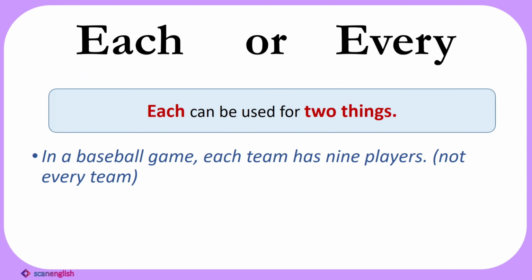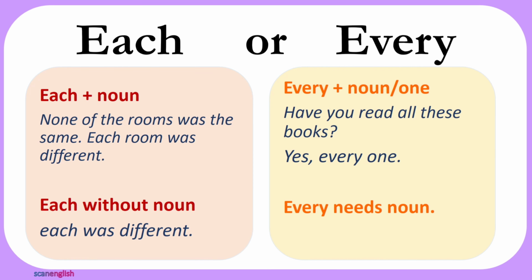Each can be used for 2 things. For example, in a baseball game, each team has 9 players, not every team. Each can be used with or without a noun. For example, none of the rooms was the same. Each room was different. And, without a noun, each was different.